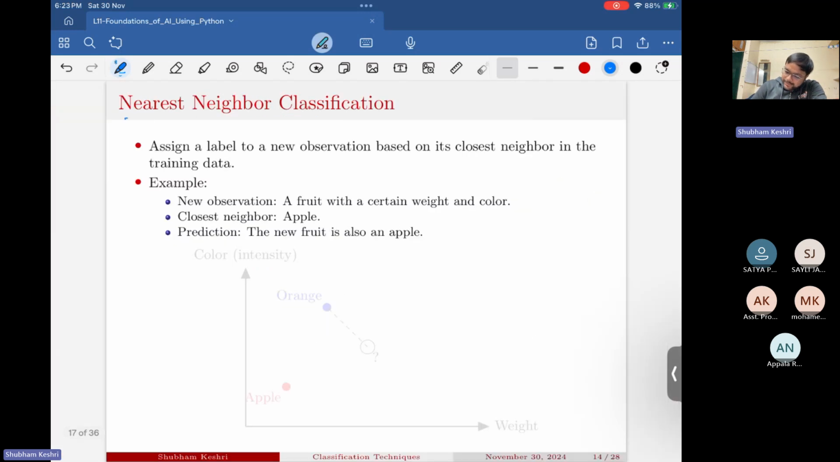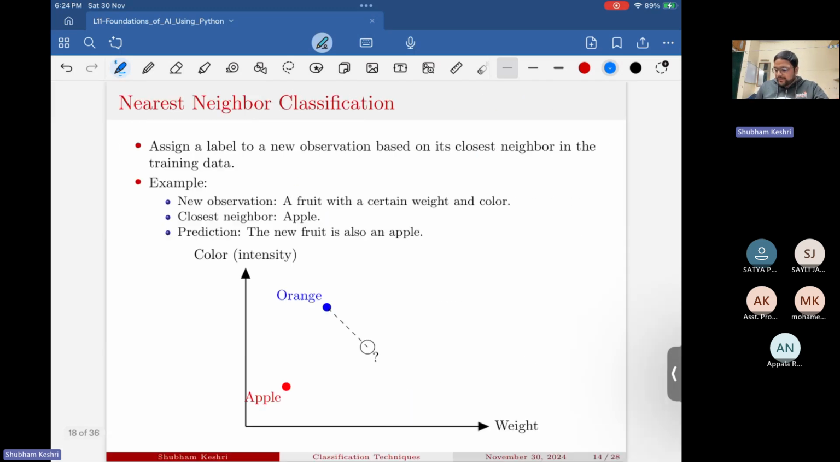Now we'll talk about nearest neighbor classification. From now on, we are just talking about algorithms used to perform the classification task. Any questions? Okay, so this is a very naive algorithm, nearest neighbor classification. What it does is, as I have written here, assign a label to a new observation based on the closest neighbor in the training data.